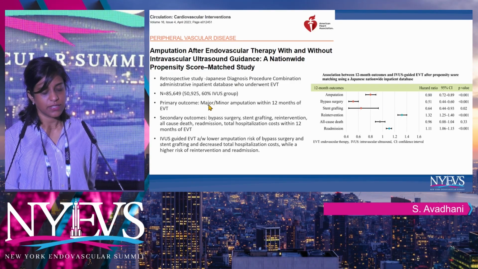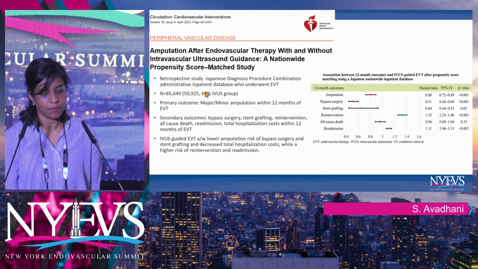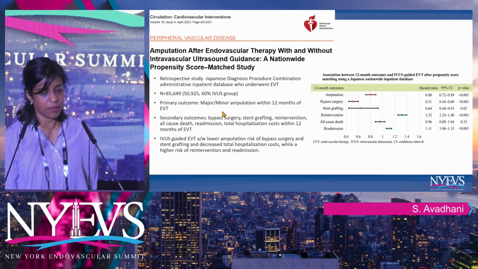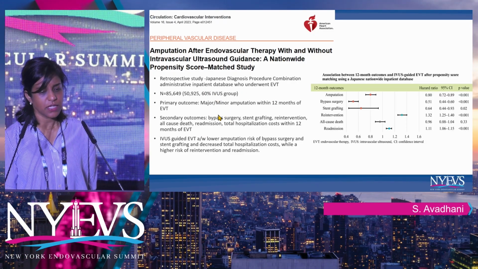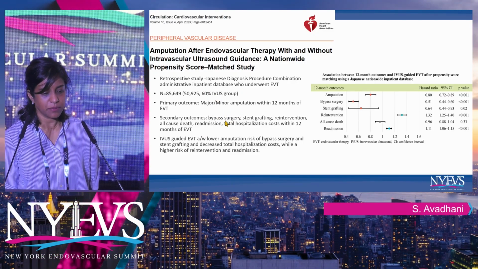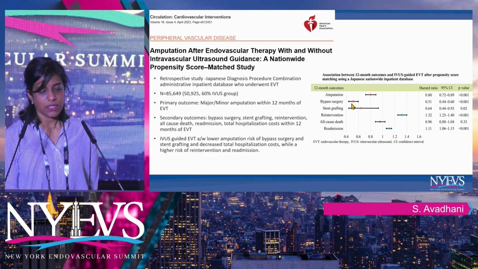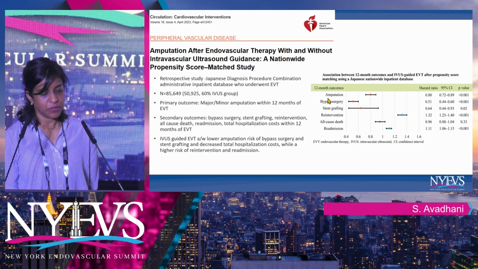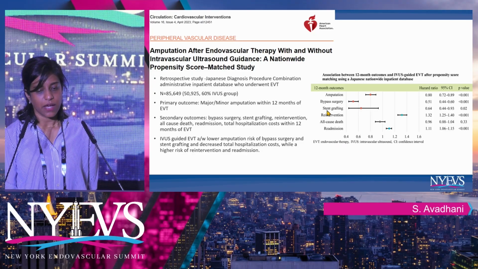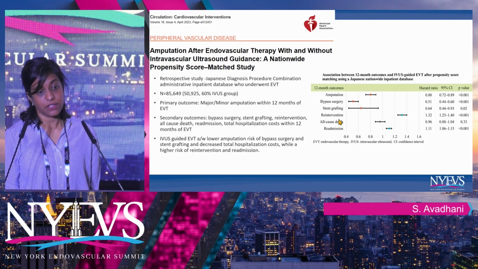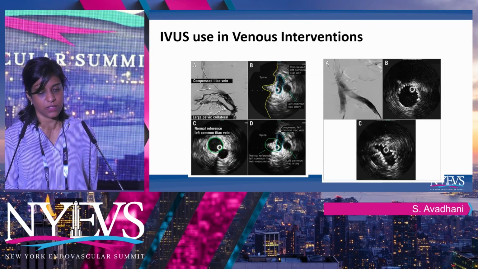This was a larger database from the Japanese inpatient registry, all comers of endovascular interventions. Their primary outcome was minor and major amputations, but they were also looking at the need for bypass surgery and amputations. And again, the IVUS-guided arm fared significantly better, even in this population.